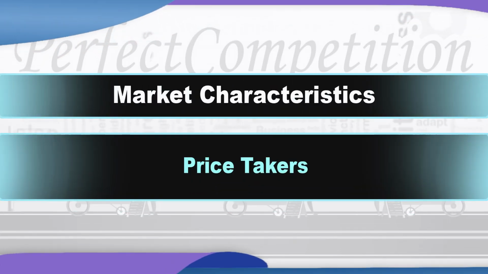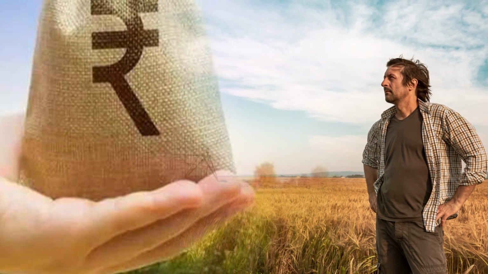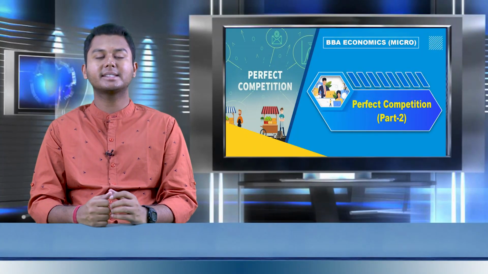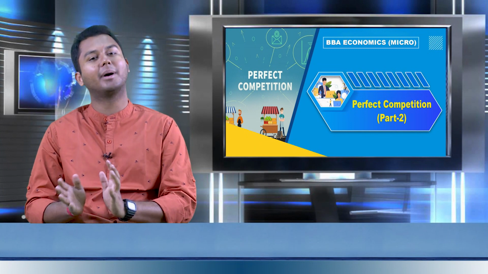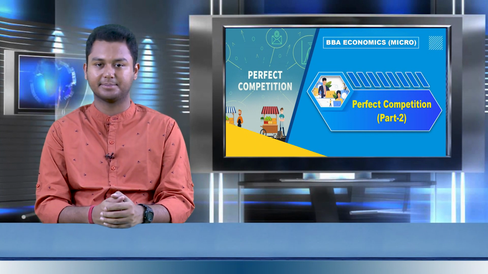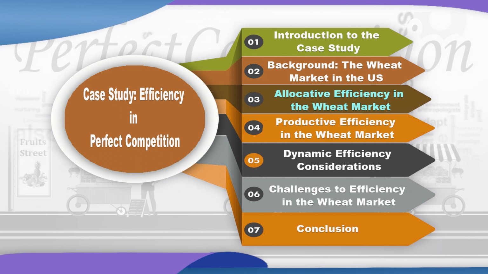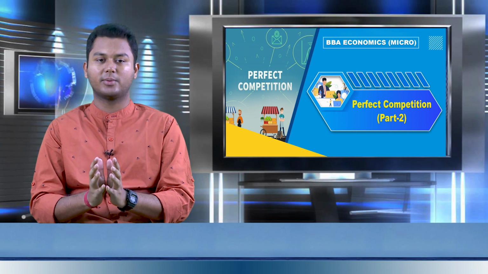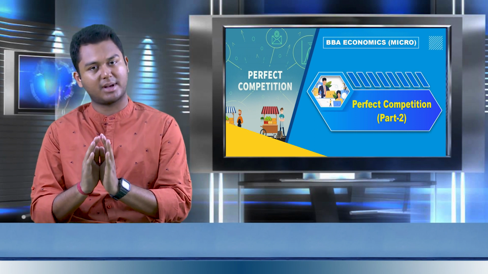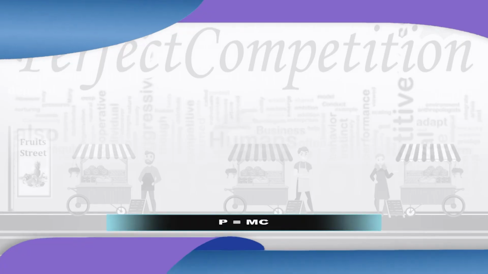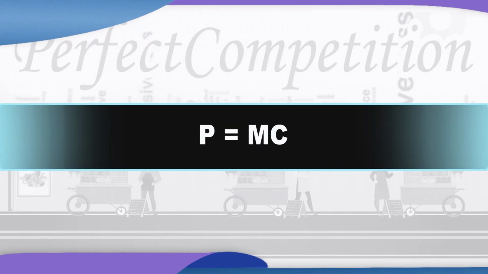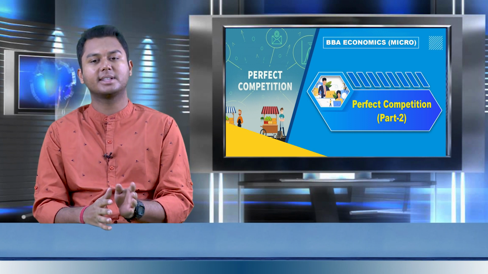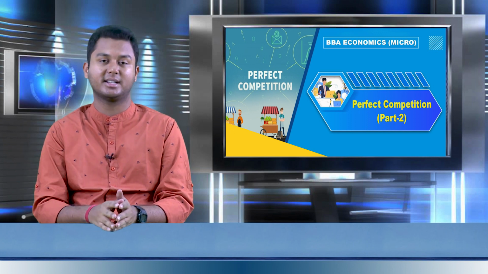Next is price takers. Farmers are price takers, accepting the market price for wheat as given. The market price is determined by global supply and demand conditions and they can't influence it. Now looking at the allocative efficiency in wheat market. Allocative efficiency once again occurs when the price of a good equals the marginal cost of producing it. Mathematically P is equal to MC. This ensures that resources are allocated to produce the goods and services that are most valued by the consumers.